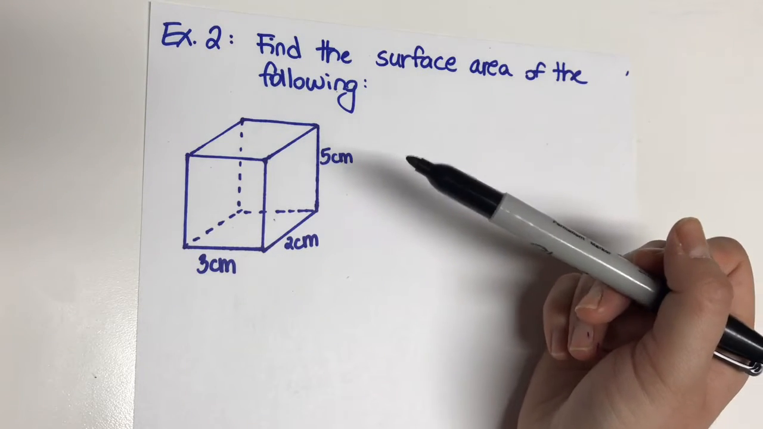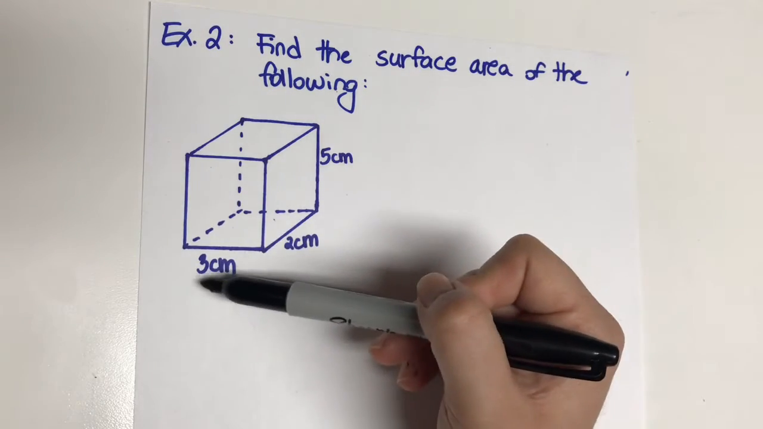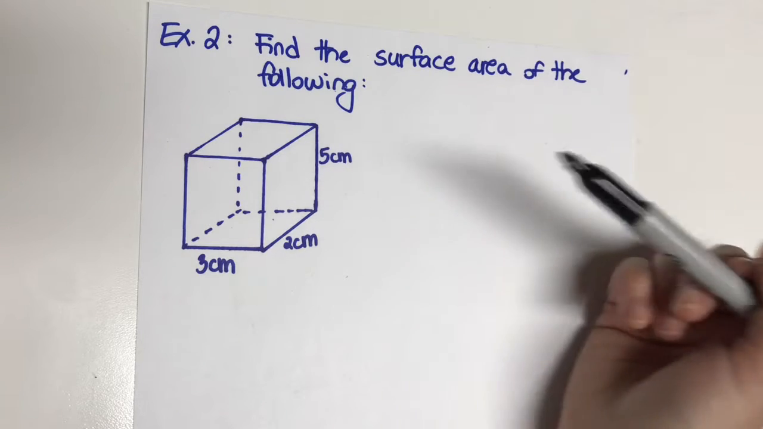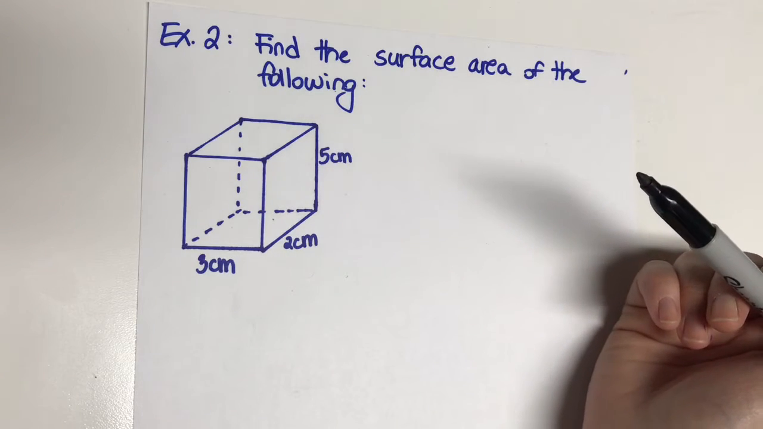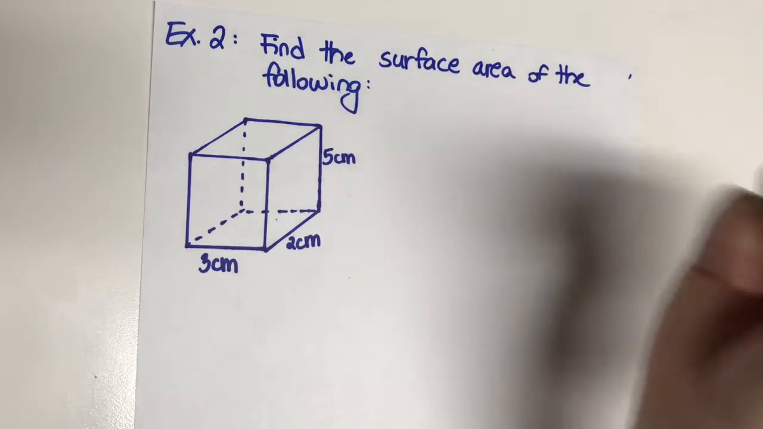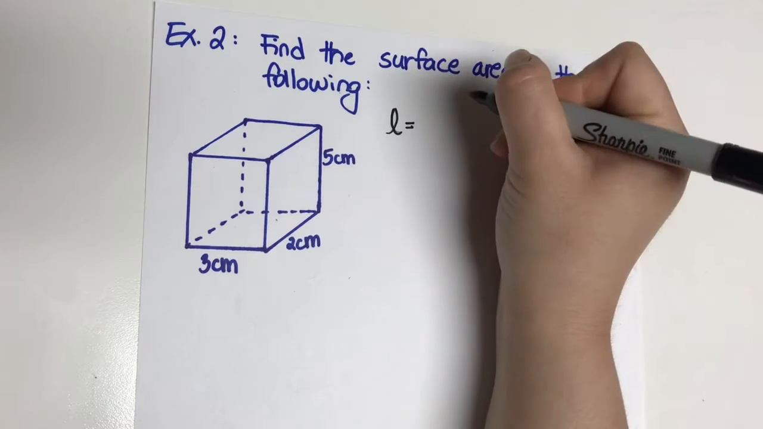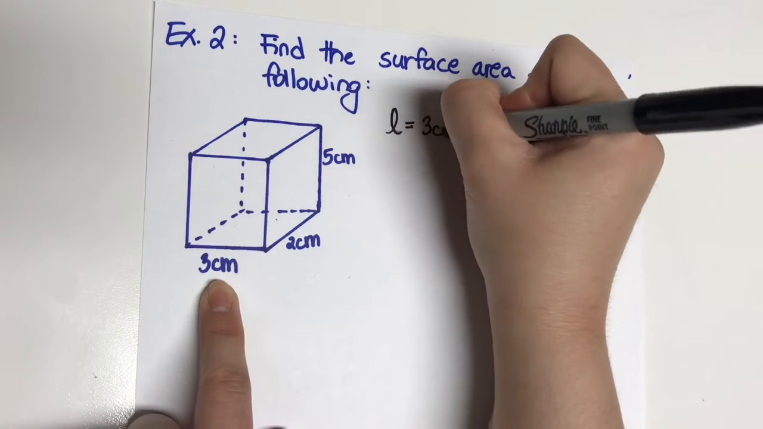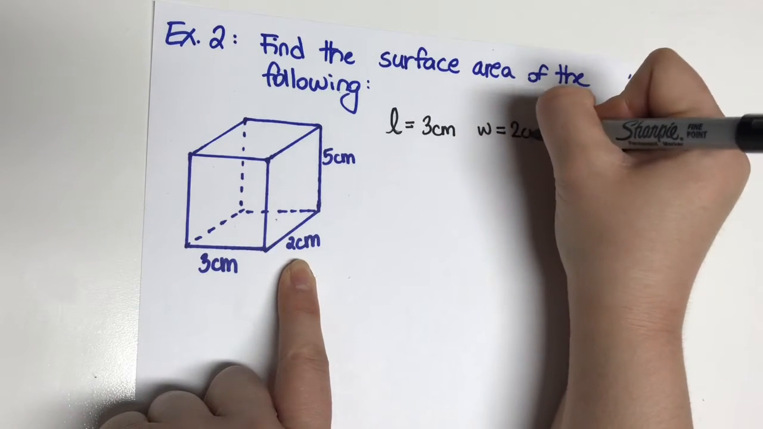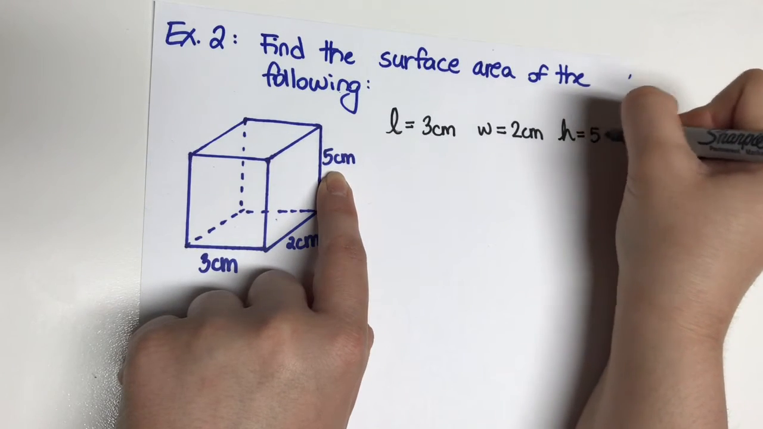I know the way that I drew it kind of looks like a square here, but this is 3 centimeters and this is 5 centimeters. So those are different, so it's a rectangle. So it's nice to start off by listing the different measurements that we know. I know that the length here is 3 centimeters. The width is 2 centimeters. And the height is 5 centimeters.